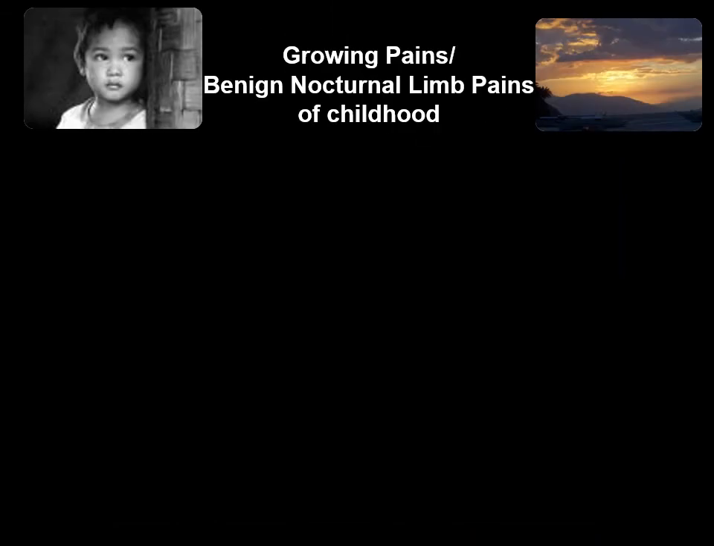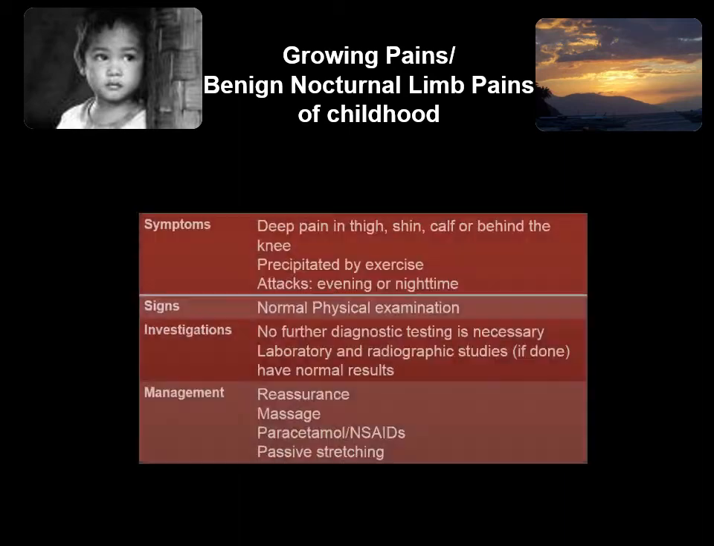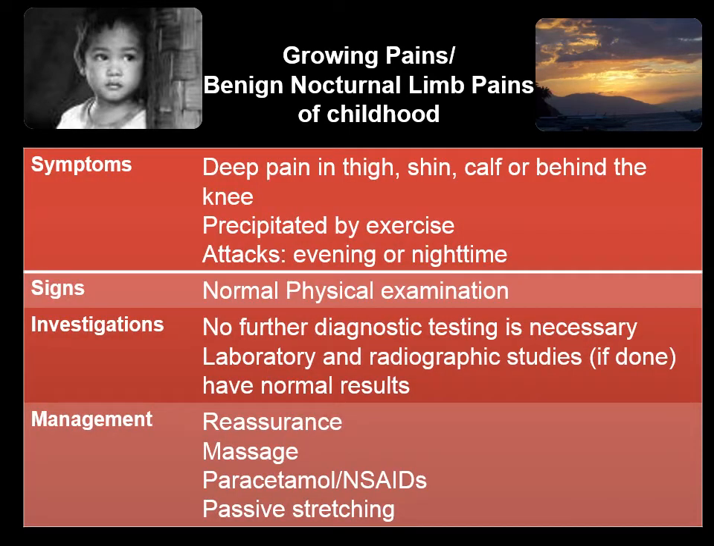In a child complaining of leg pain, particularly in the evening, one can consider growing pain or benign nocturnal limb pains of childhood. In this condition, pain is often located deep in the thigh, shin, and calf or behind the knee. It may be precipitated by exercise or high physical activity. Evenings or nighttime is when the pain occurs, lasting minutes to hours and often interrupting sleep but disappearing by morning.